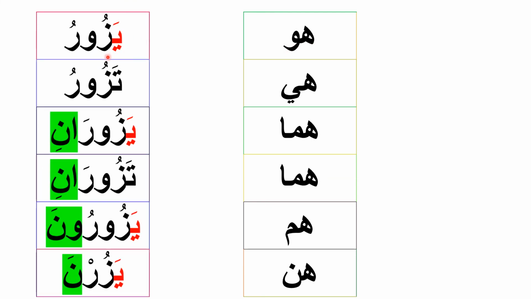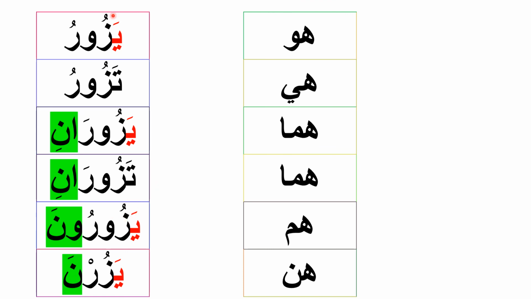هو يزور, he visits, singular masculine. هي تزور, she visits, feminine singular. هما يزوران, they both visit, masculine dual. هما تزوران, they both visit, feminine dual. هم يزورون, they visit, masculine plural. هن يزرن, they visit, feminine plural.